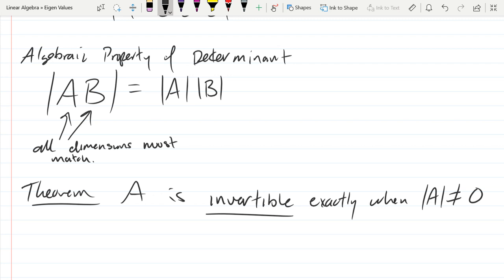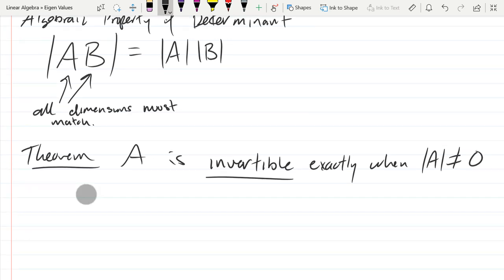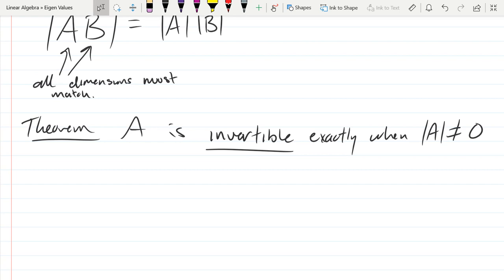Everybody gets an additive inverse. You just put in negative entries, and that's your additive inverse. But multiplicatively, that's a different story. So we know a matrix is invertible if you just compute the determinant, and if it is zero, you are not invertible.